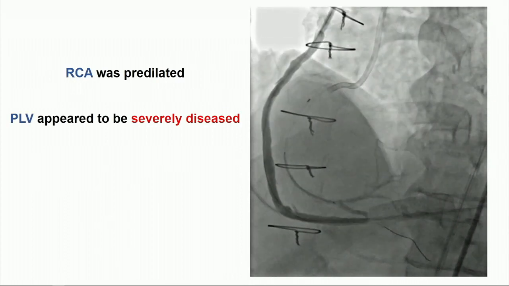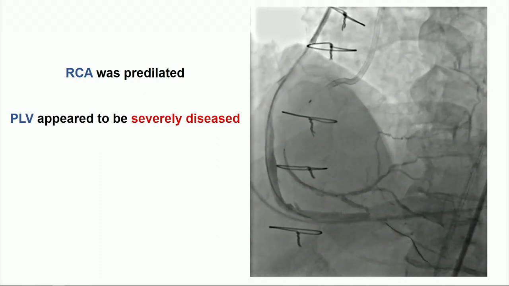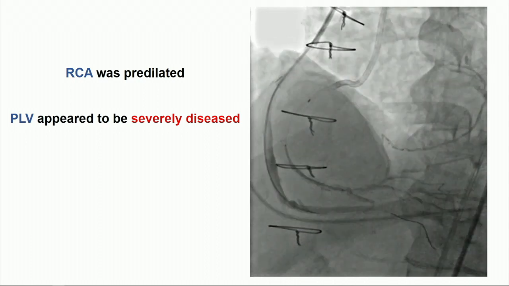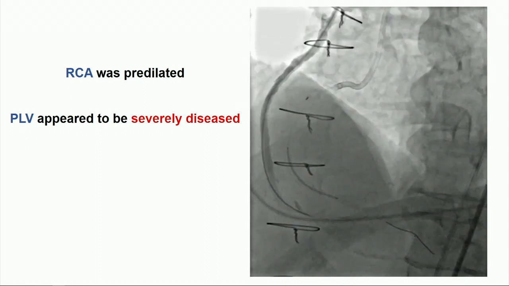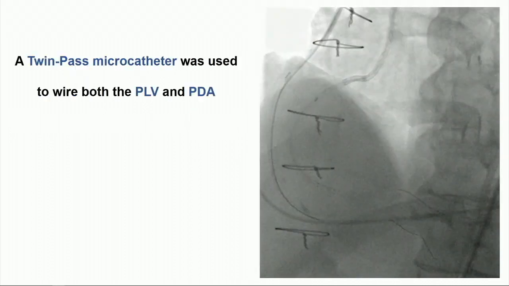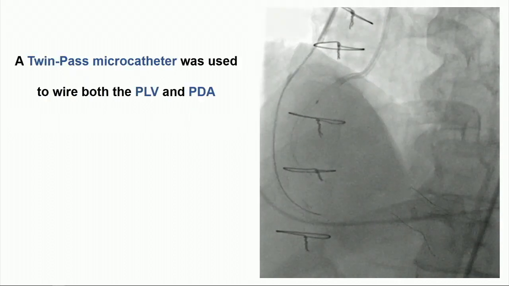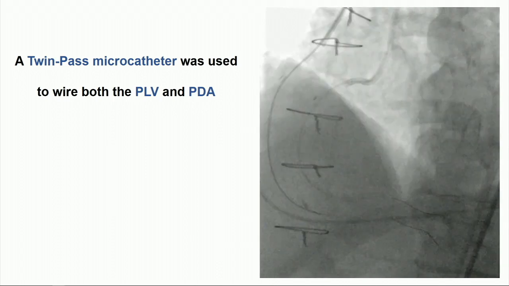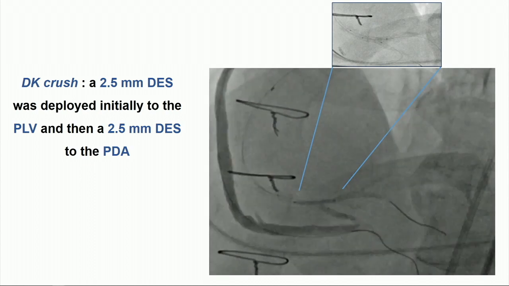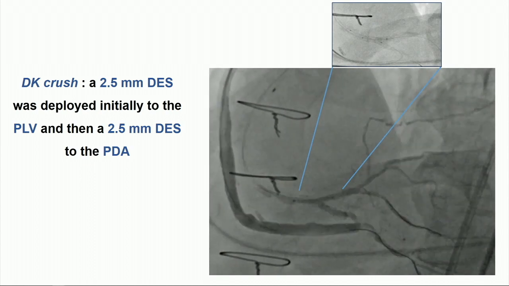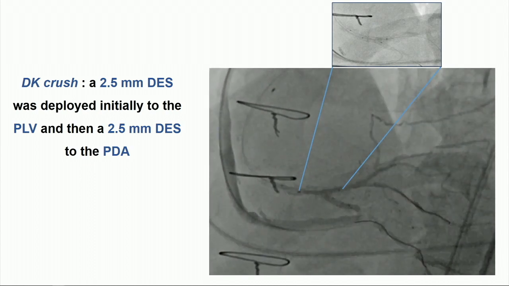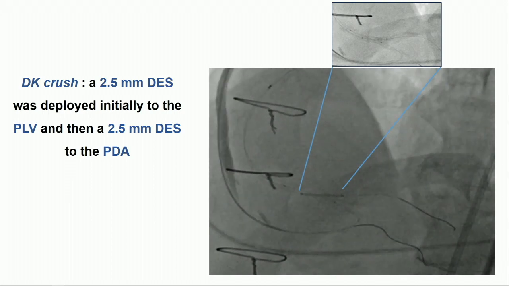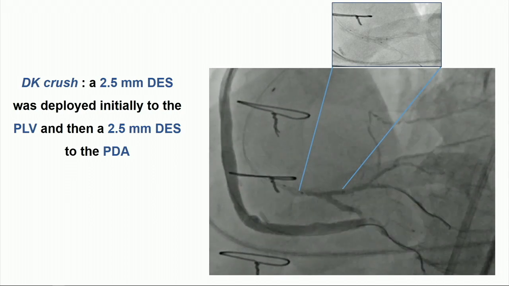However, we noticed that both the PLV and the PDA were severely diseased vessels, and this is why at this point we decided to advance a dual lumen microcatheter and wire both the PLV and the PDA in order to perform a DK crush. So we initially deployed a 2.5 millimeter DES to the PLV, which was then crushed by the deployment of a 2.5 millimeter DES to the PDA.